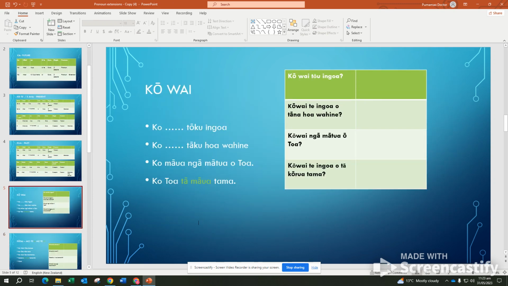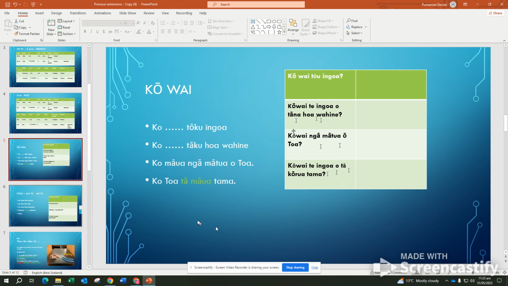Okay, etahi pātai, ko wai. Ko wai tō ingoa. Okay, and then you can reply, ko wai te ingoa o tāna hoa wahine, ko wai ngā mātua o Toa, ko wai te ingoa o tā kōrua tama. Again, using your pronoun extensions.